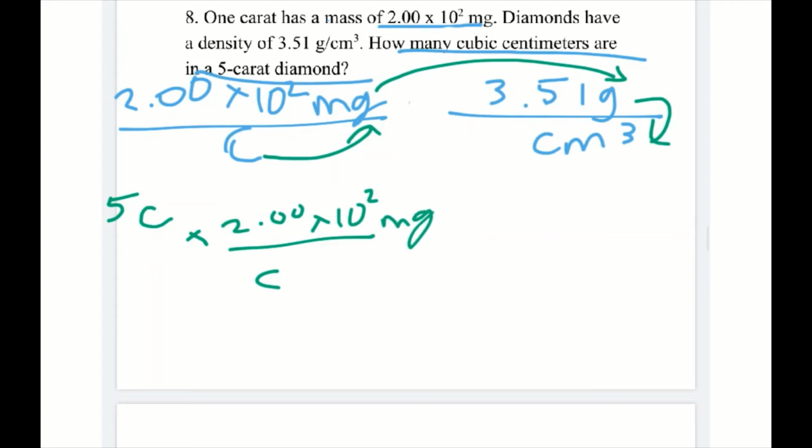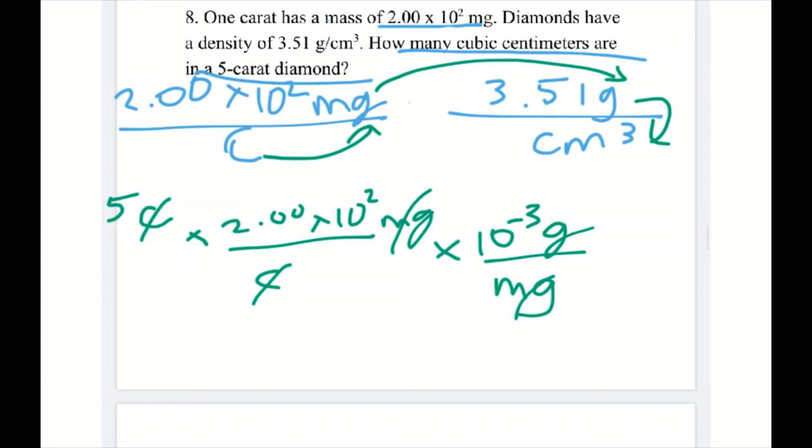So when I do these conversion problems, I like to keep the numbers there and simplify it all at the end. So let's just continue this process. So if we want to convert milligrams to grams, we have to multiply by a conversion factor. Well, I know that a milligram is equal to 10 to the negative third grams. That's another conversion factor. And we have grams now because these carats canceled out and these milligrams canceled out. So we have grams. Now we need one more step, which is over here to convert grams to cubic centimeters.